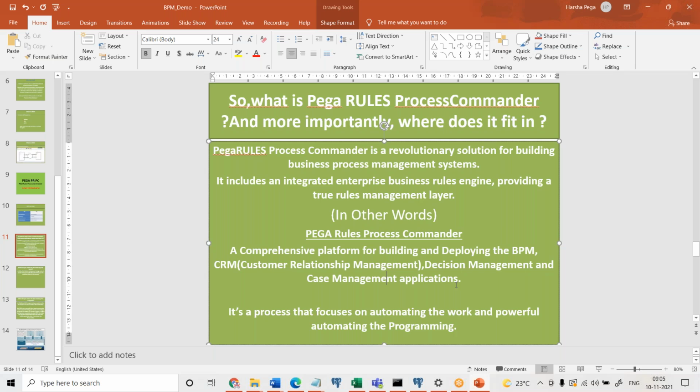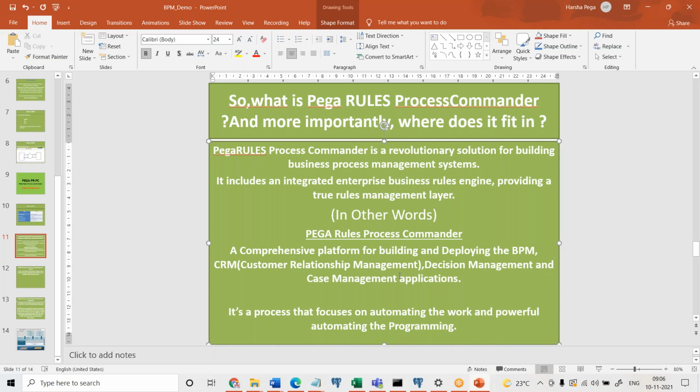Let's try to understand. So now, Pega Rules Process Commander. Here, decision management and case management, these two work together with BPM and CRM. These are some sort of framework designs that are provided and some sort of specific implementations. So BPM is a methodology, CRM is a methodology. Decision management and case management are some sort of work-related stuff which works together with BPM and CRM. You need not bother too much about it.